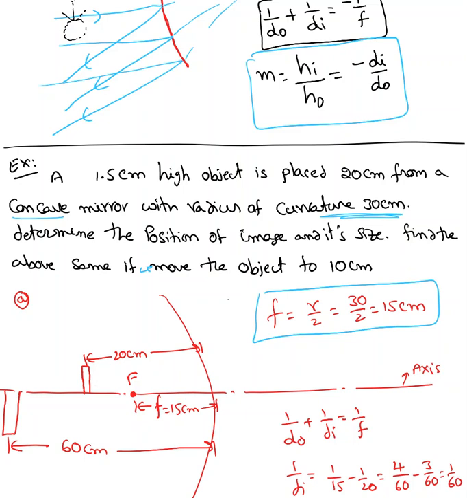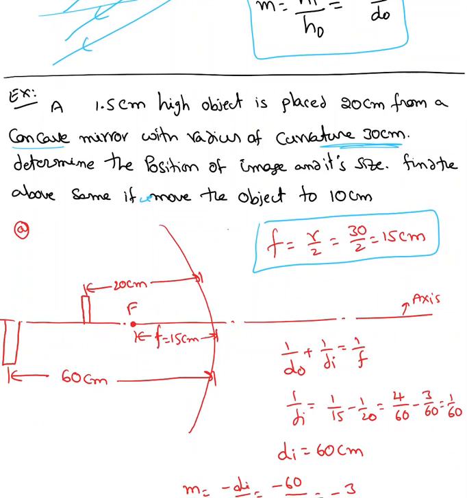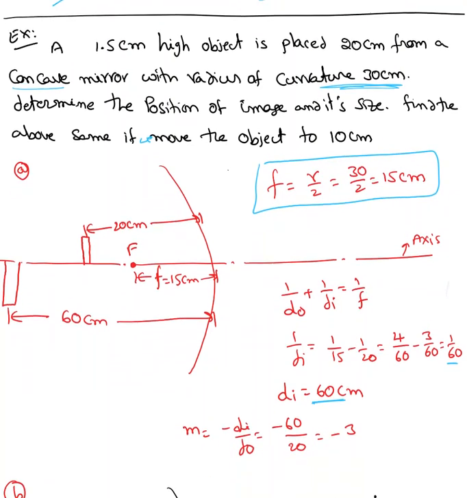Now the object is placed 20 centimeters in front of the mirror. So by using the mirror equation, 1 over d naught plus 1 over d equal to 1 over f. So 1 over d equals 1 over 15 minus 1 over 20, and we end up with 1 over 60. So the distance of the image is 60 centimeters.